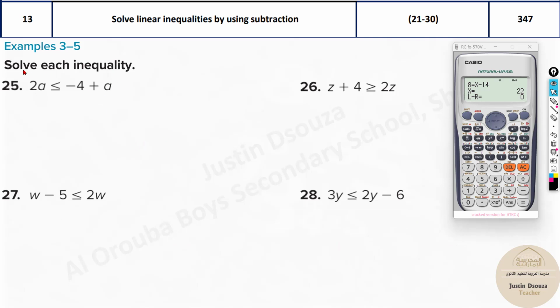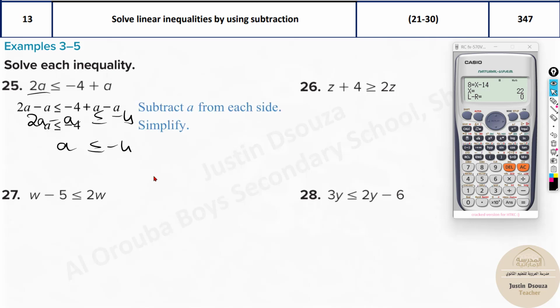Now what if there are two variables? There is a very important rule which you must remember in this case. When there are two variables, look which is the bigger variable. This is big. So leave that there itself, move this to the other side. It will be 2a minus a less than or equal to -4. So it will be a less than or equal to -4. This is the answer. You can see this is the answer.